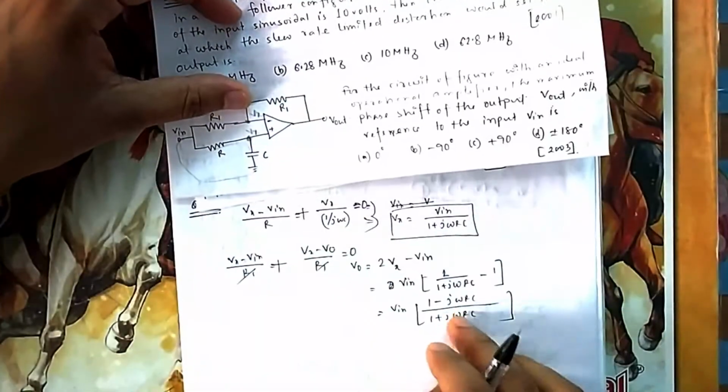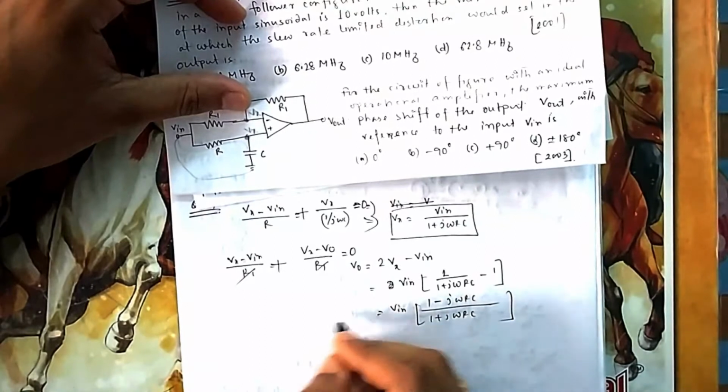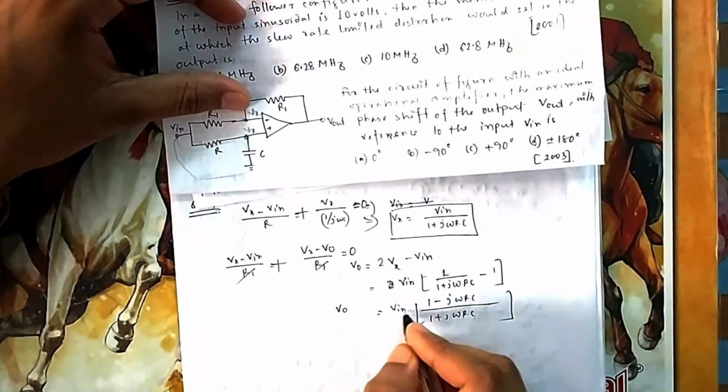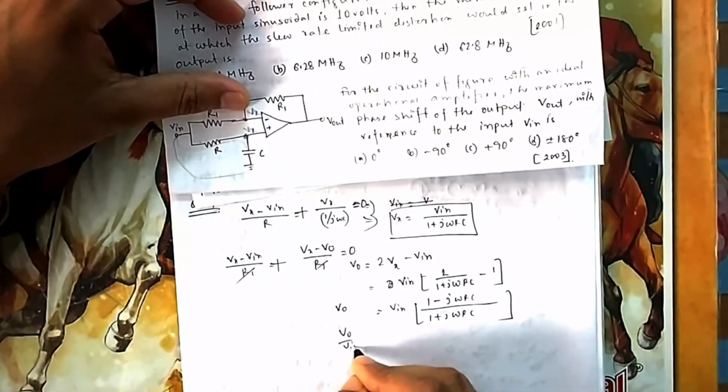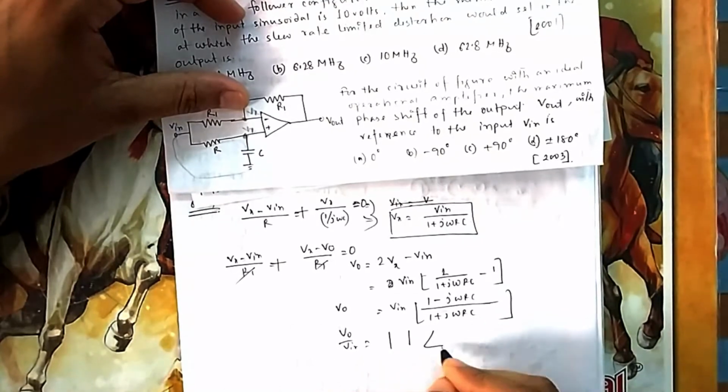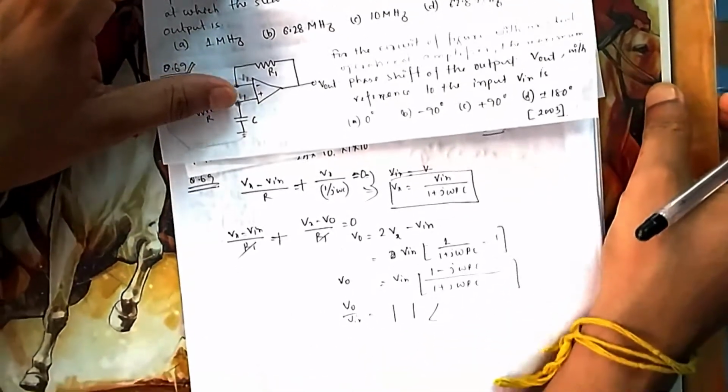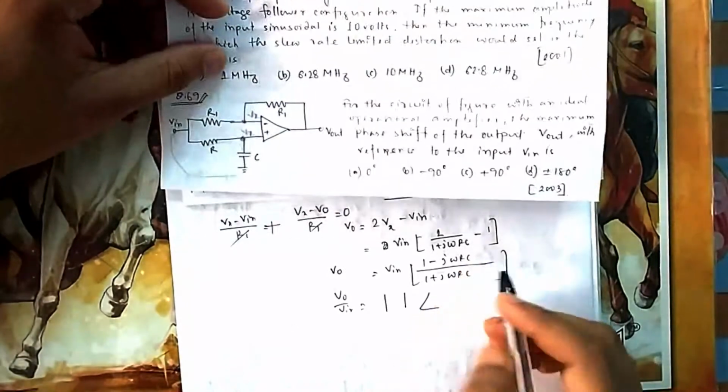So now if you want to find the angle of this one, what will be the angle of this one? That is V0 by V in, which has some magnitude. We are not concerned with magnitude, we are concerned here with angle. What is the phase shift? So what is the angle of this one?